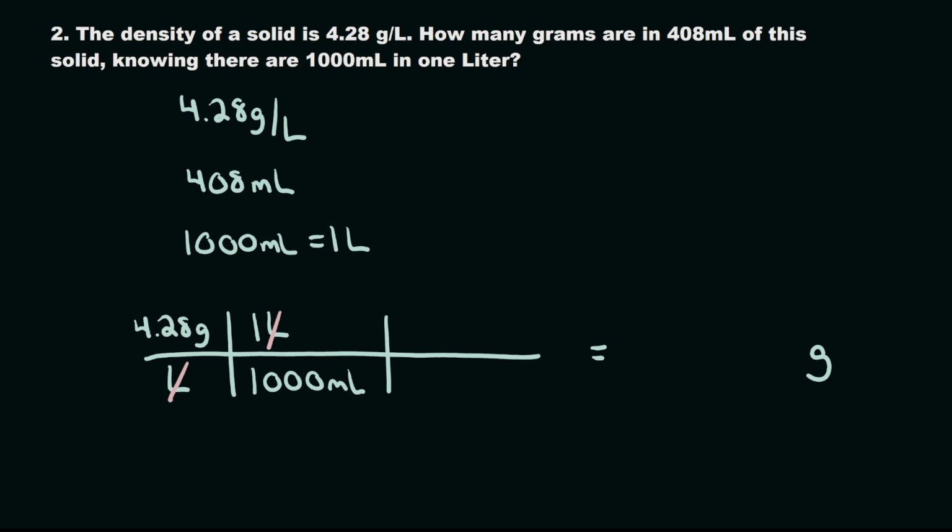And now we're left with the units of grams per milliliter if we stop here. But we want it to be in just grams, so we can cancel out milliliters with the other information given of 408 milliliters. And so if you do this calculation where you do 4.28 times 408, divide it all by 1,000 in the end, you should get an answer of around 1.75 grams if you round it to 3 significant figures in this specific case.